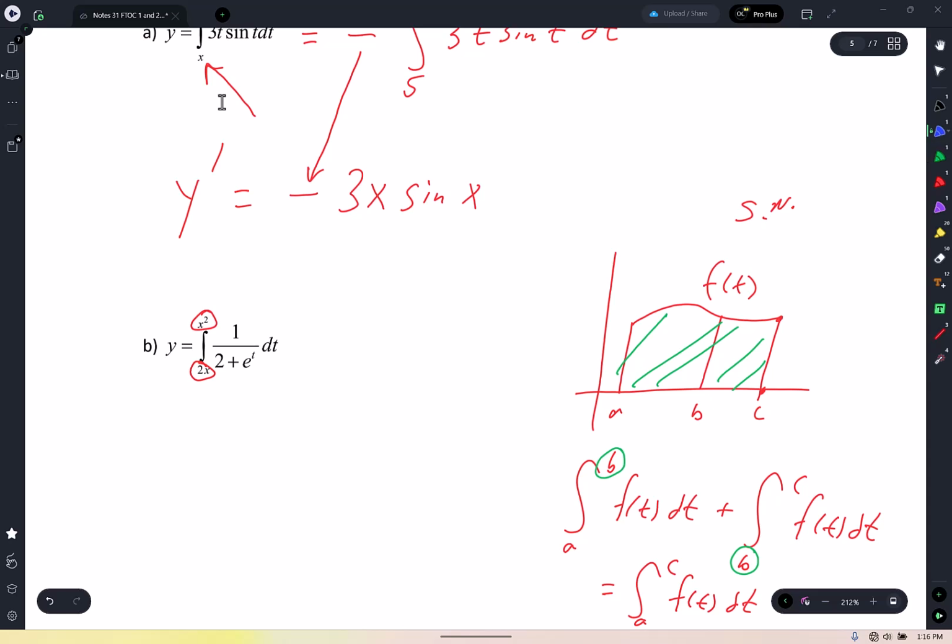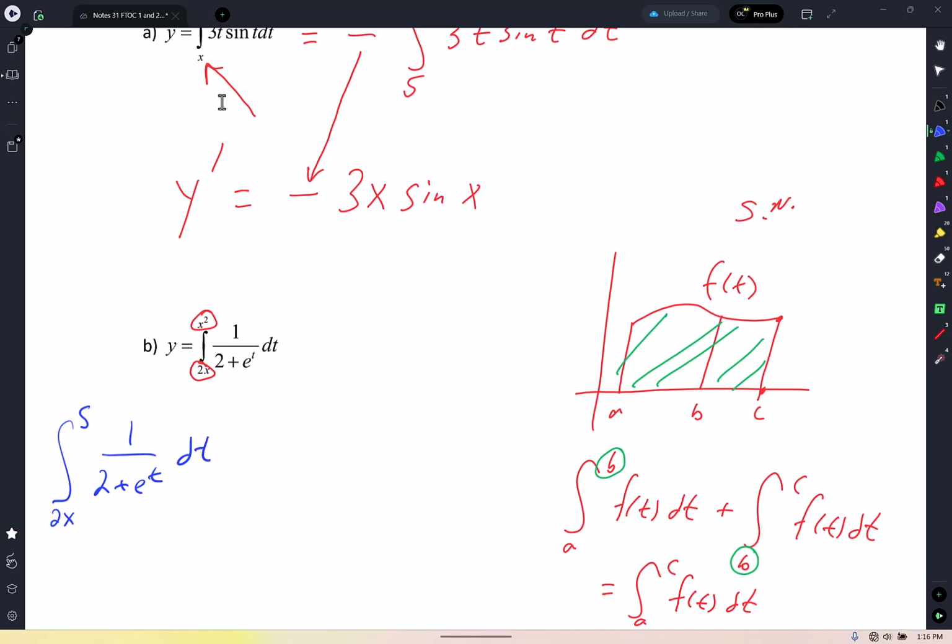Here's what I'm going to do. Integral from 2x to, pick any constant. You can actually just use a letter if you want, like A, but let's not use a letter. Give me a number, any number. 5, I heard a 5. So 2x to 5 of 1 over 2 plus e to the t dt.